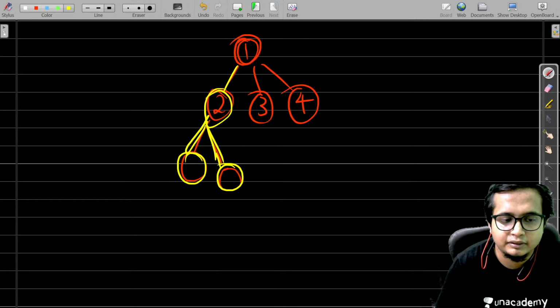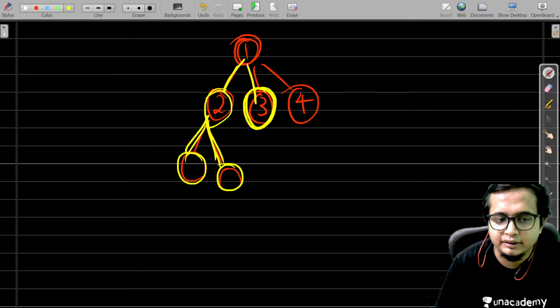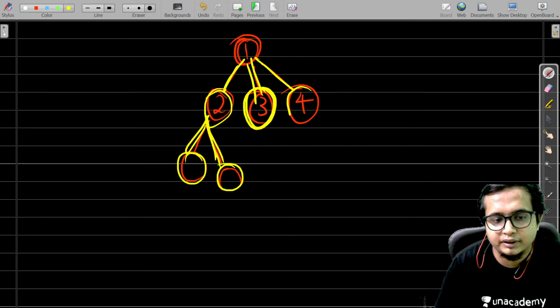I'll just come back. Then I'll come back to this, and then I'll again go over here. Then I see that there are no nodes connected to 3 which are not visited, then I would come back. Then I would go over here, then I see that there are no nodes connected, so I would come back.